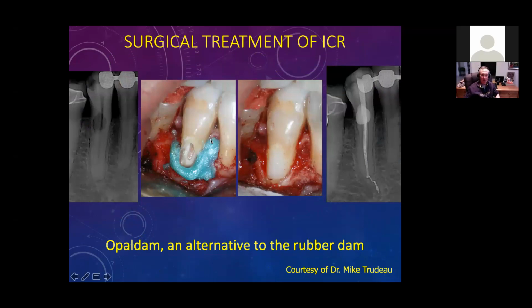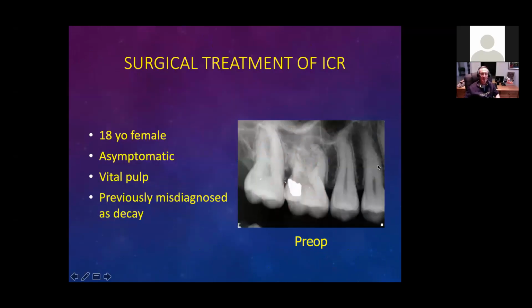Sometimes you can't place a rubber dam, but you can use a light cured composite to get good isolation. As you can see, here's another case. This is the longest surgical recall that I have. Patient came in, they'd had ICR, which is often misdiagnosed as decay, and that's what had happened here. They'd placed a restoration, but the resorption had progressed.